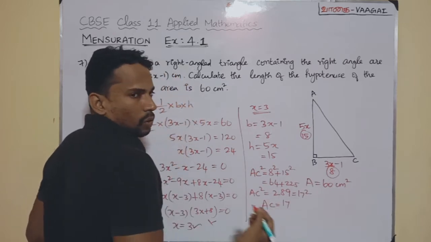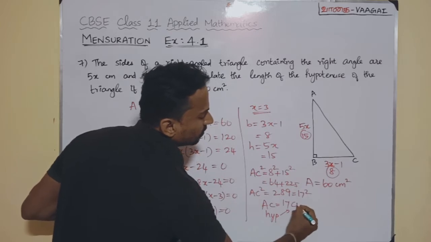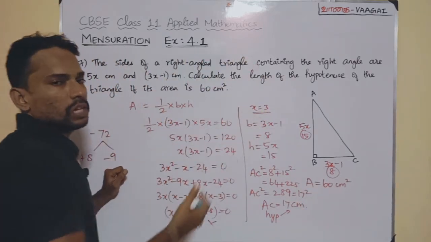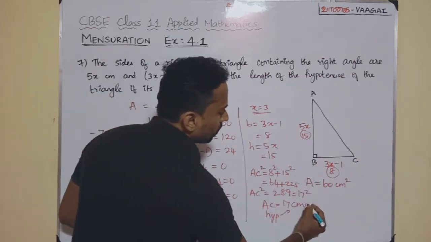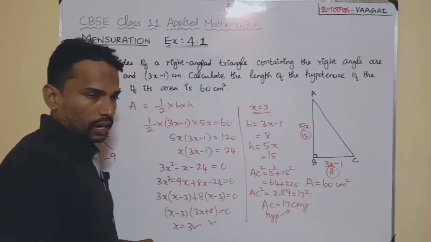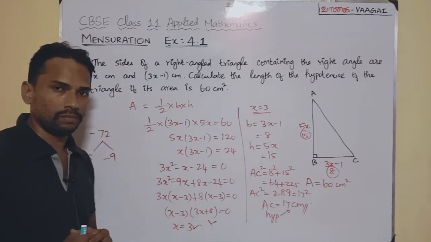So what about the hypotenuse? The hypotenuse of our triangle is 17 centimeter, because the units are in centimeter only. The answer will also be coming in centimeter only. So 17 centimeter is going to be the hypotenuse of our triangle. So 17 centimeter is going to be the answer for your question number 7.